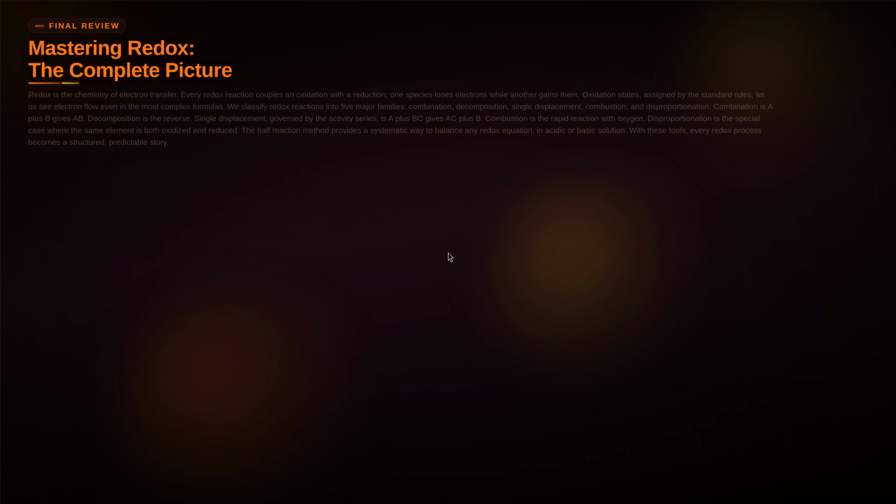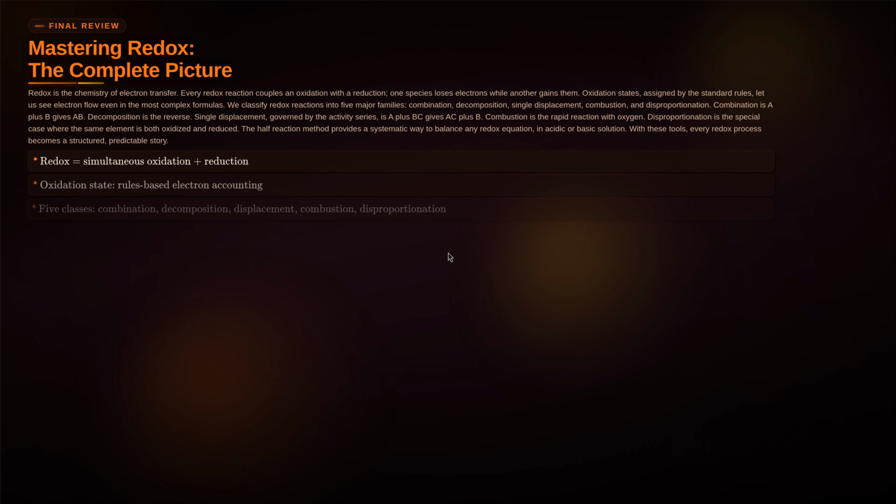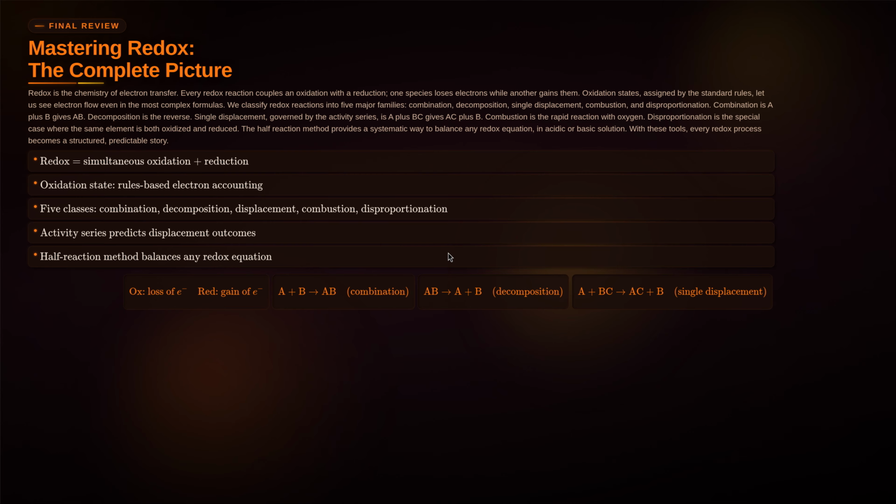Let us bring everything together in a comprehensive review. A redox reaction is any reaction in which electrons are transferred from one species to another. Oxidation is loss of electrons, reduction is gain of electrons, and the two always occur together. The reducing agent is the species that loses electrons and is itself oxidized. The oxidizing agent is the species that gains electrons and is itself reduced.